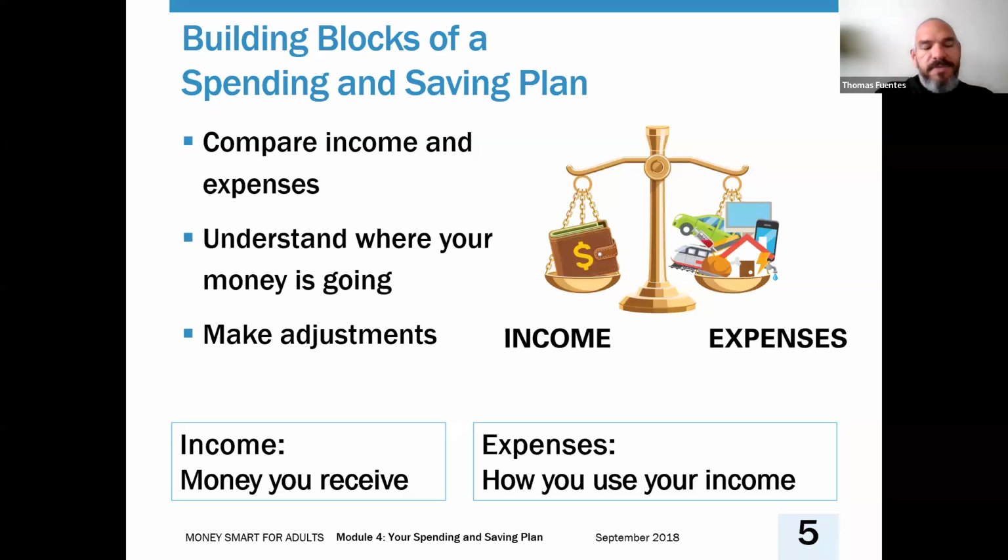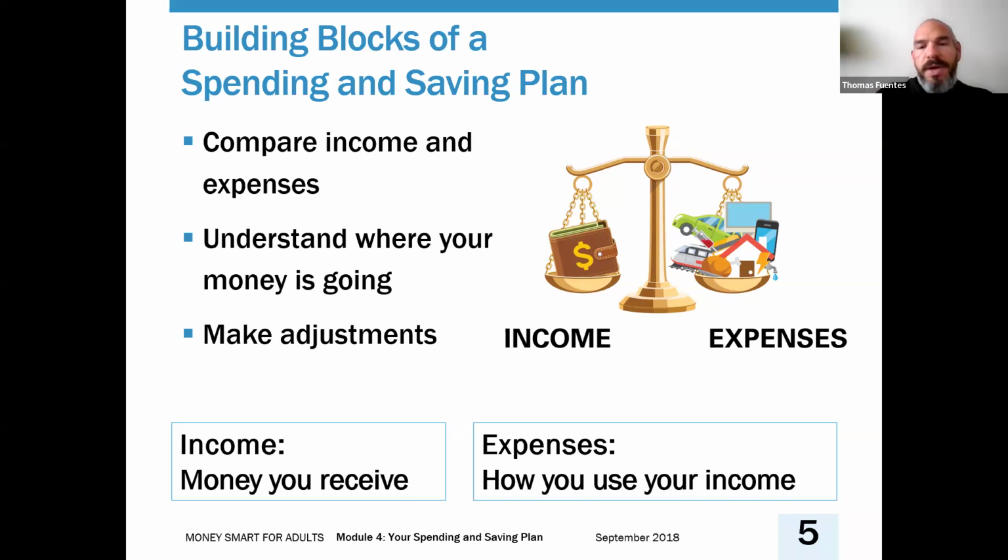So really, a spending and savings plan brings together two money topics, right? Income and expenses. Income is money that you receive, and that includes earned income, income from assets and investments, public benefits, gifts, child support, alimony, things like that. So it's money that you have coming in. Whereas expenses is how you use income. It could be saving, sharing, spending, meaning that it's money that you have going out of your account, right?